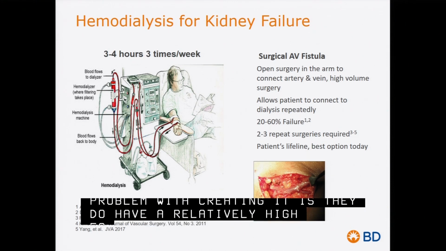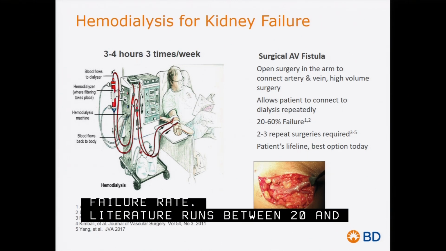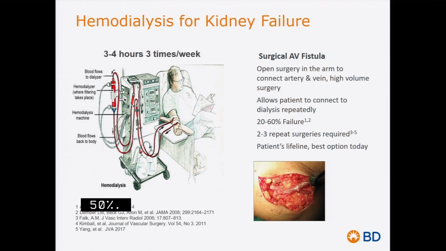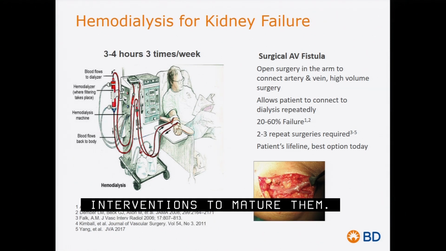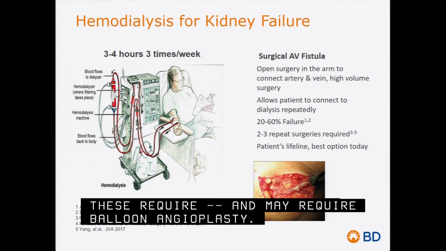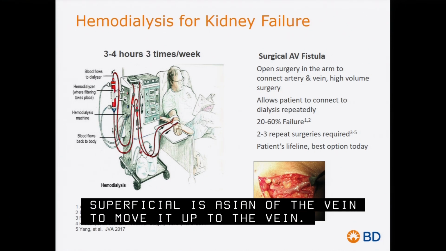The other thing is when these fistulas are created surgically, often they require several interventions to maintain them or mature them so they become usable for dialysis. These procedures are things like surgical revision. It may require balloon angioplasty. It may require branch ligation or superficialization of the vein to move it up to the skin so that they can get the needles in to do the dialysis. But once you get all that done and working, it does become the patient's best lifeline for their dialysis.